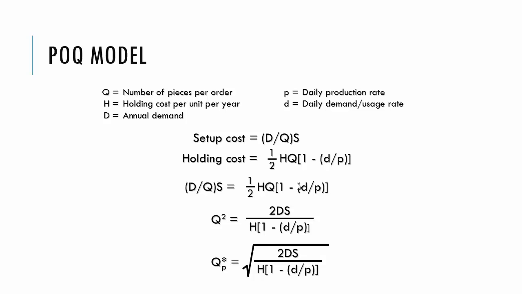So it looks very similar to EOQ. The difference is that little part in the denominator there. That's the part that's taking care of the production and selling at the same time. And if you want to work through the algebra, you can, but I'm not going to force you.